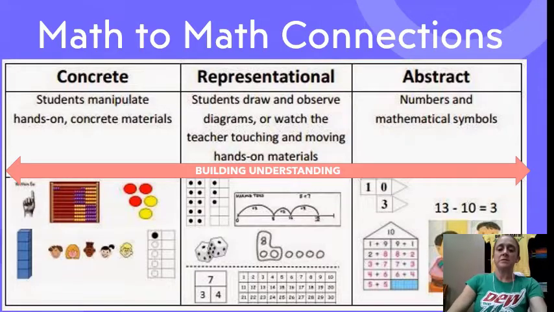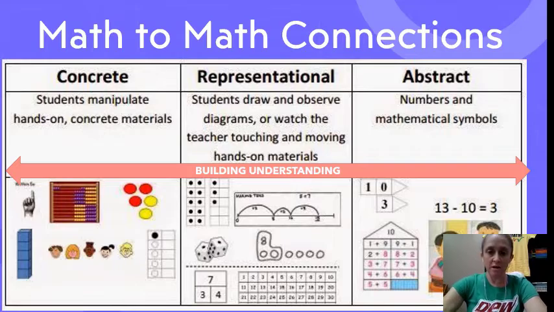And last episode we talked about the importance of making math-to-math connections and how even with older students it's really important to let them spend time with the concrete and visual representation parts of a math concept and then help them make connections between the visual and the concrete to more abstract understandings.